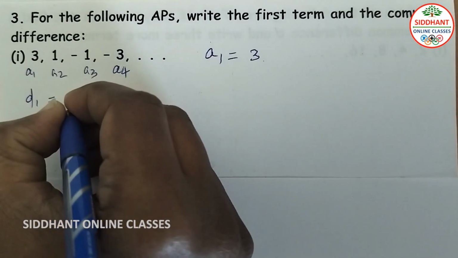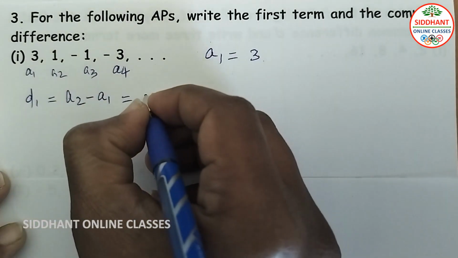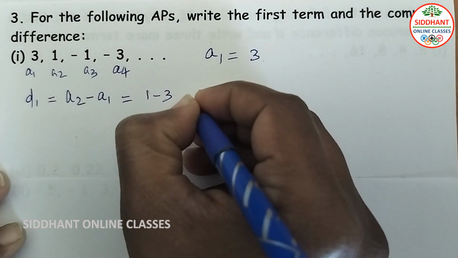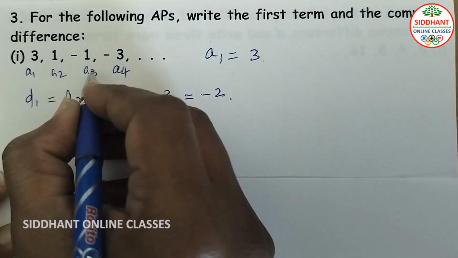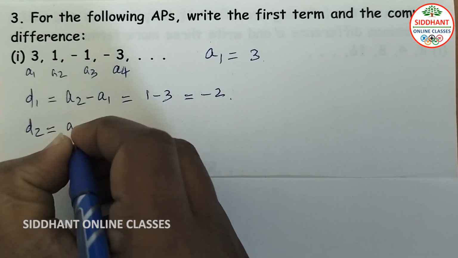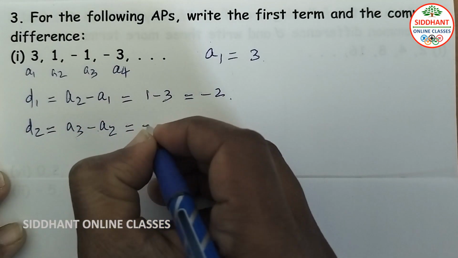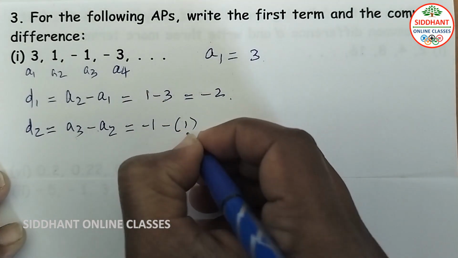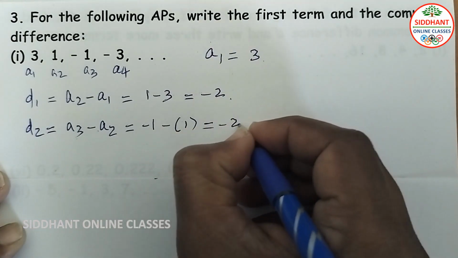So D1 is what? A2 minus A1, that equal to A1 is 3, A2 is 1. So 1 minus 3, so that equal to minus 2 here. Now coming to the second, D2, that will be A3 minus A2 here. That will be minus 1 minus of minus 1, so here minus 1 which will be minus 2.